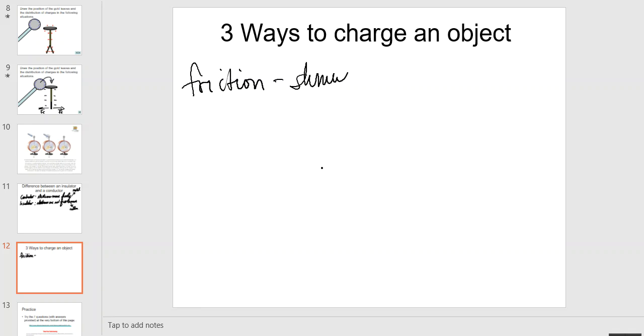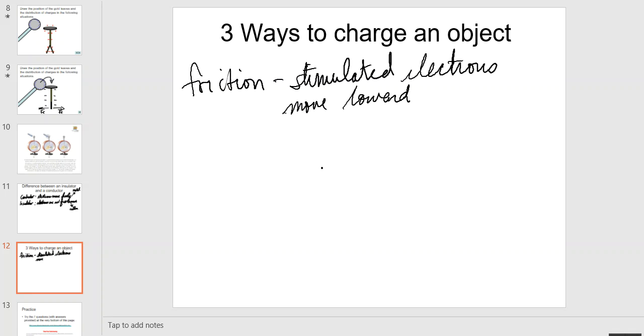So stimulated electrons move towards electronegativity. Yeah? Yeah, good.